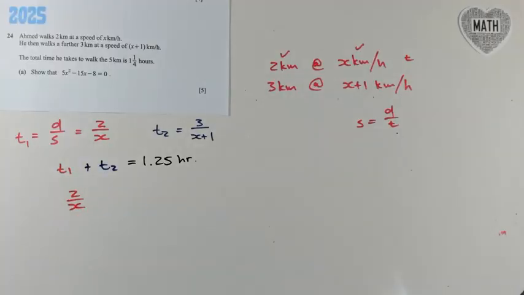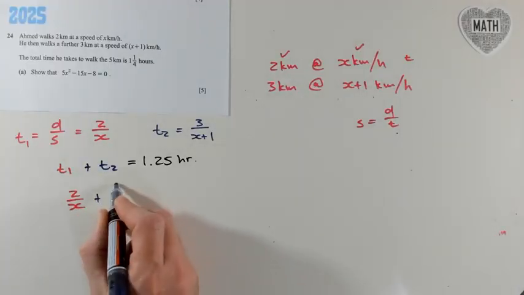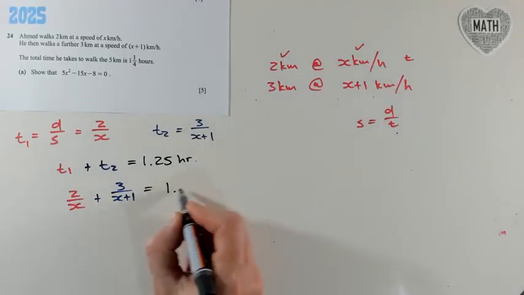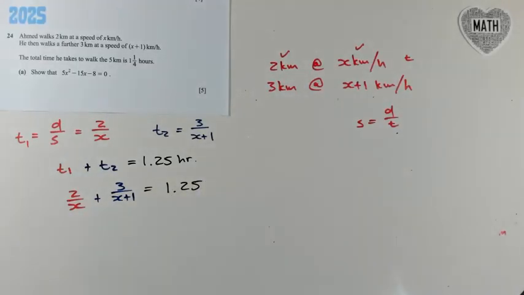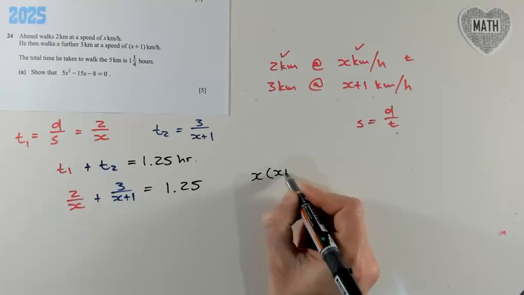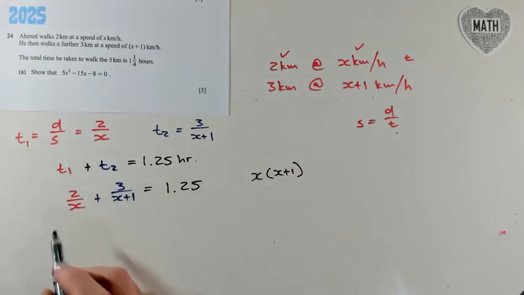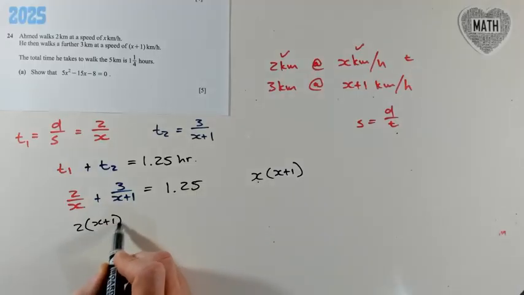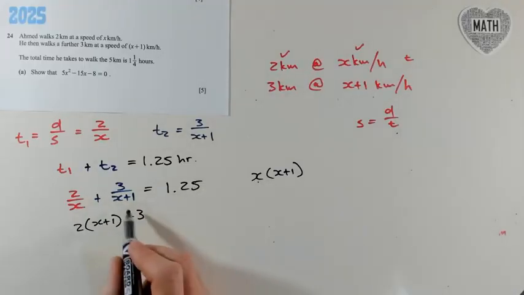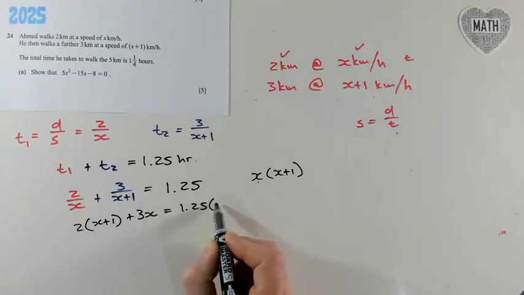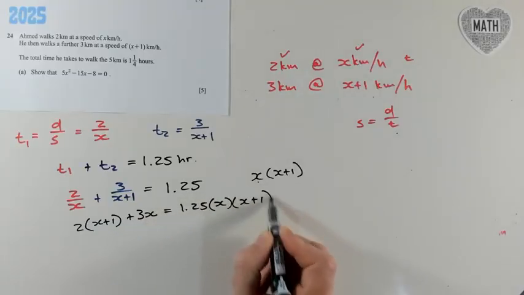2 over X plus 3 over X plus 1 is going to be equal to 1.25. And now, because we want the fractions away, we're going to multiply by X plus 1, and then a lot of stuff would cancel out. So we'll have 2 times, the X cancels out, so we'll have X plus 1 there. And for the 3, the X plus 1 is going to cancel out, so that's X. And this is 1.25 times X plus 1.